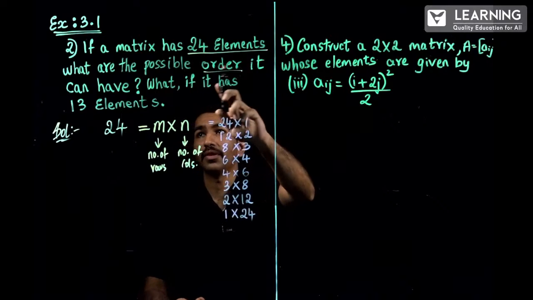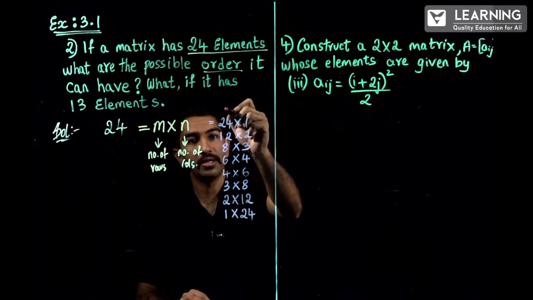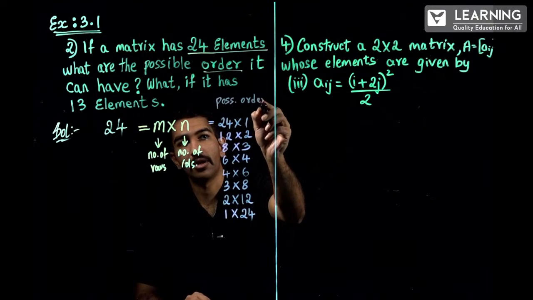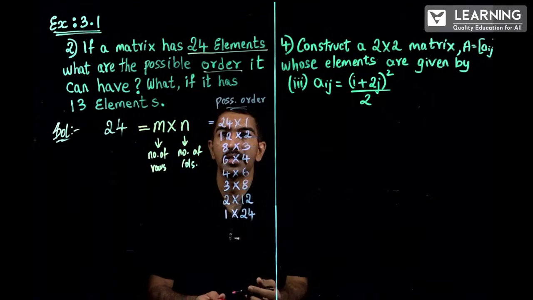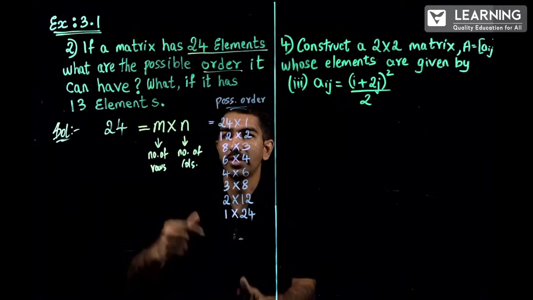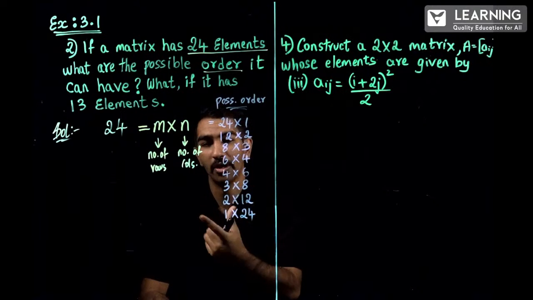If a matrix has 24 elements, what are the possible orders? All these are the possible orders of a matrix which consists of 24 elements inside it. Understood? So what is 24 here, students? When you see this, 24 is nothing but a composite number.